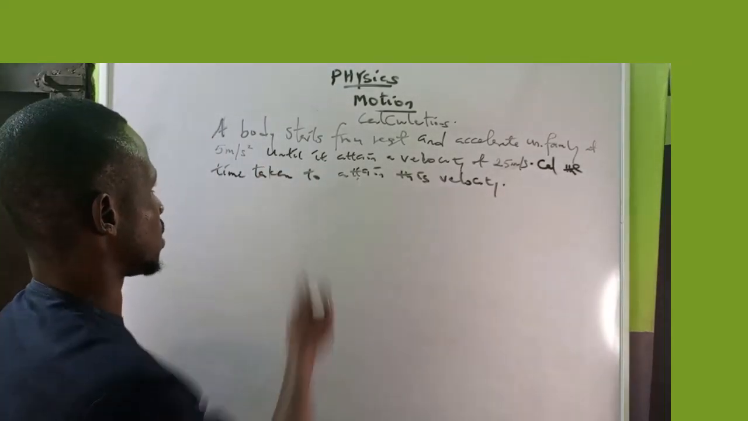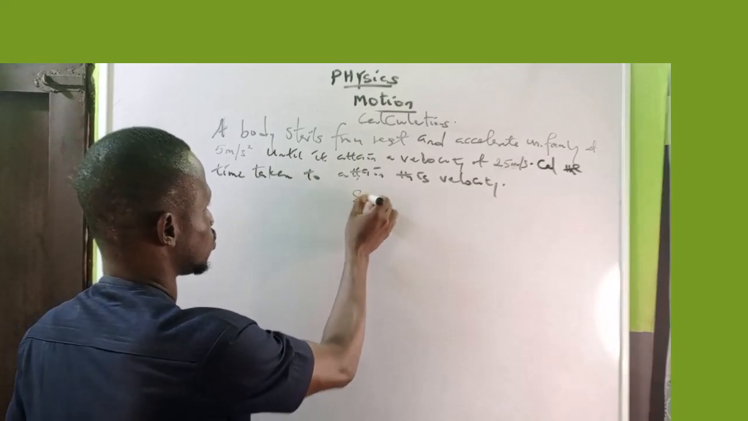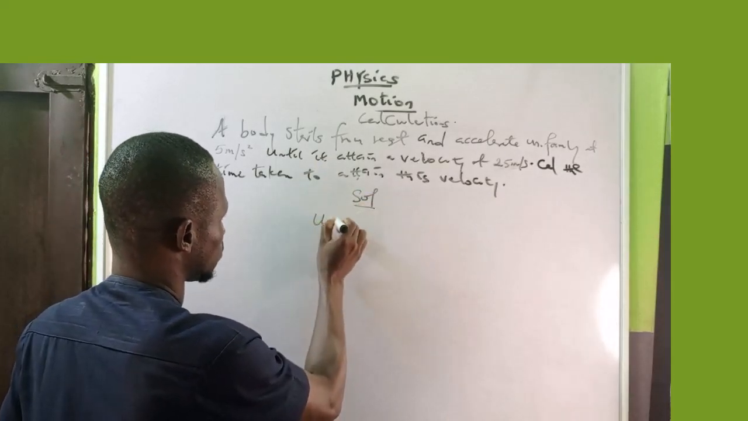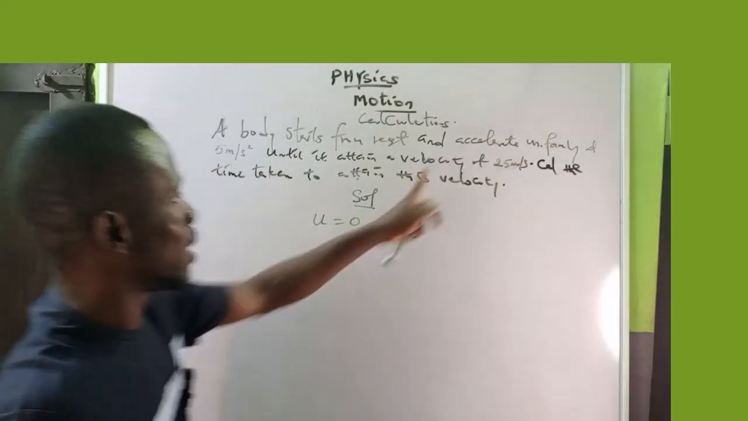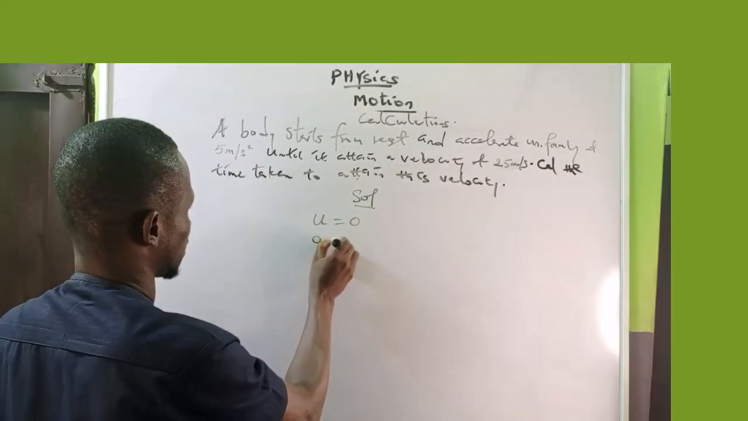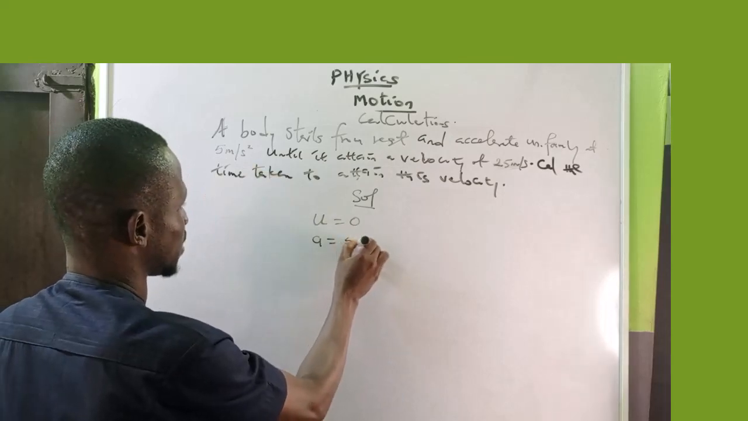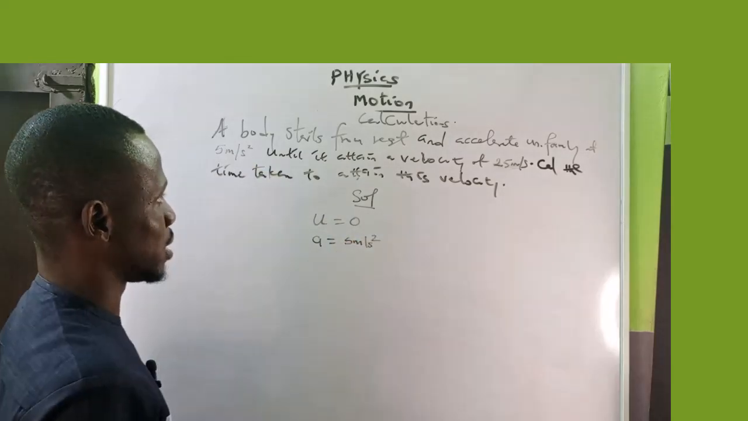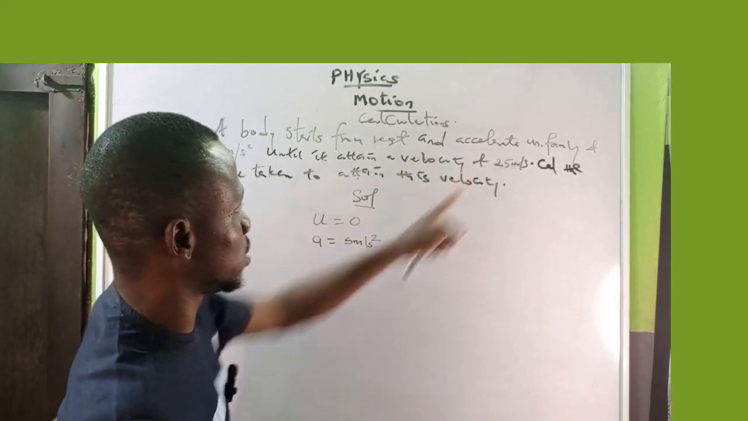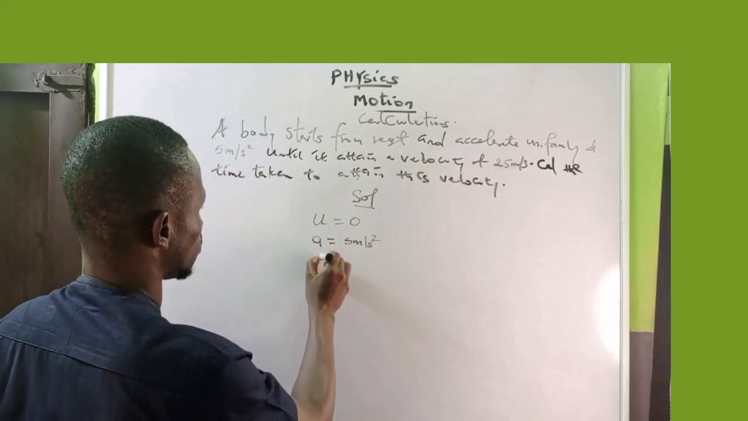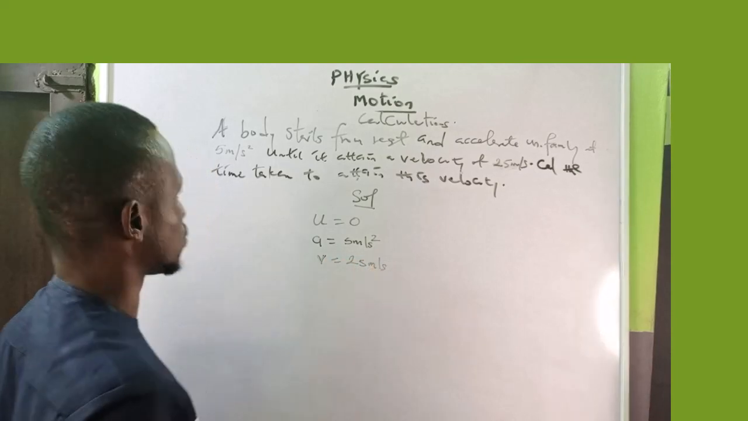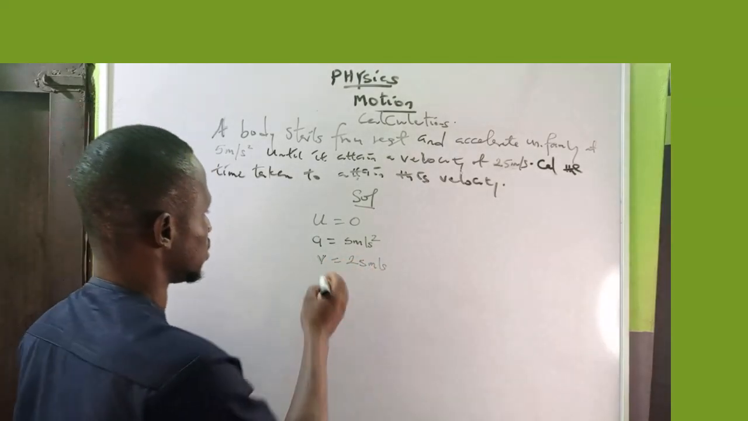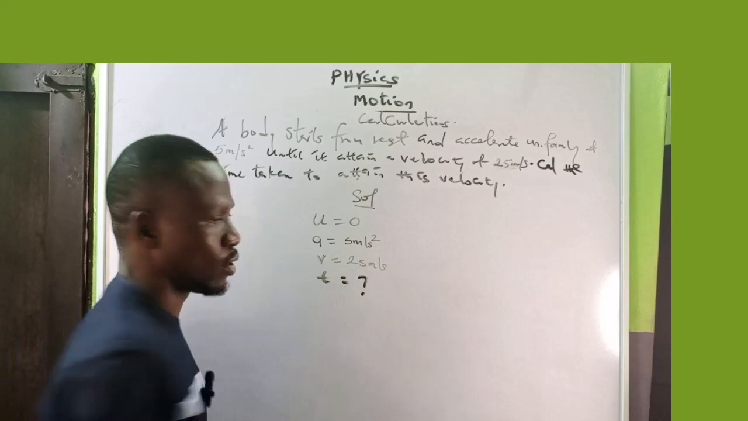Remember I told you that if a body starts from rest, what is zero? The initial velocity is zero, u is zero. Then it accelerates uniformly at what acceleration? 5 meters per second squared is the acceleration. What is the final velocity? V equals 25 meters per second. Calculate the time taken to attain this velocity.